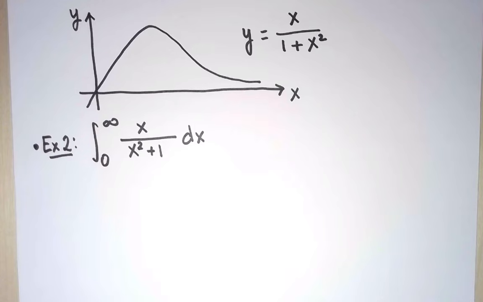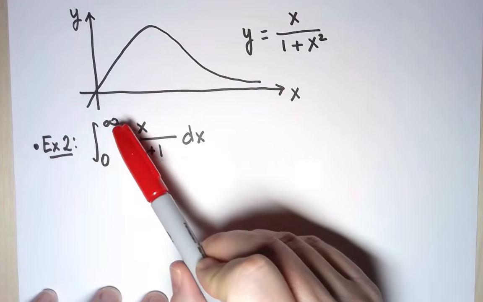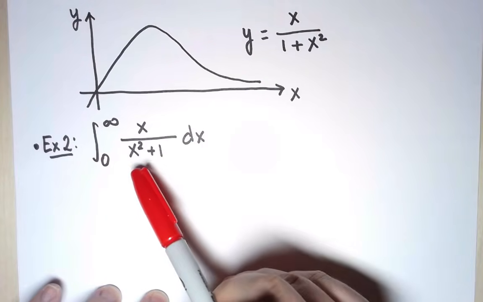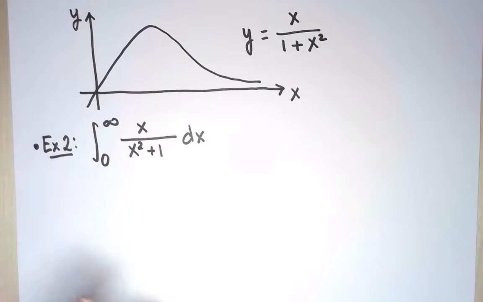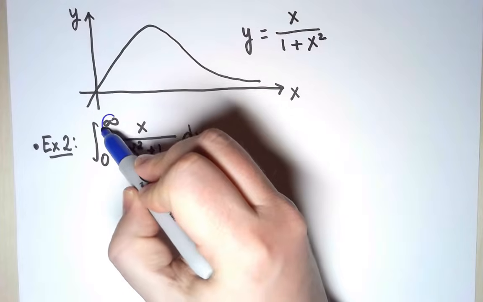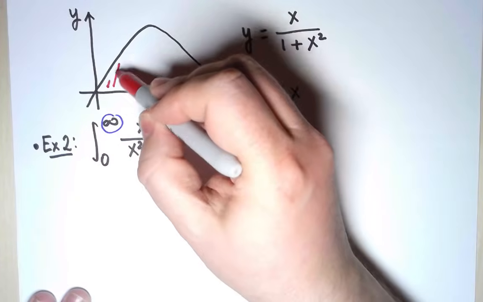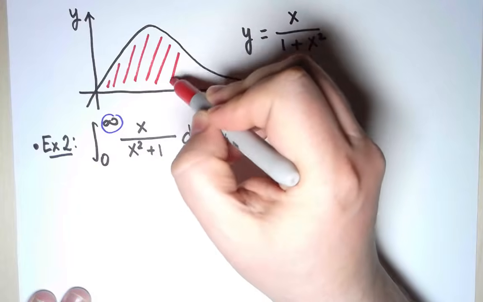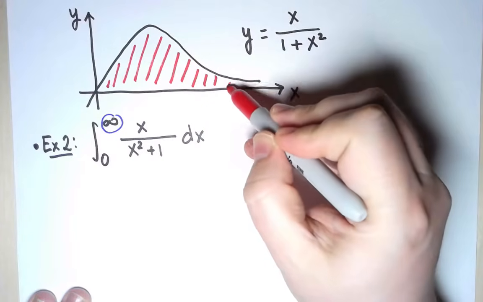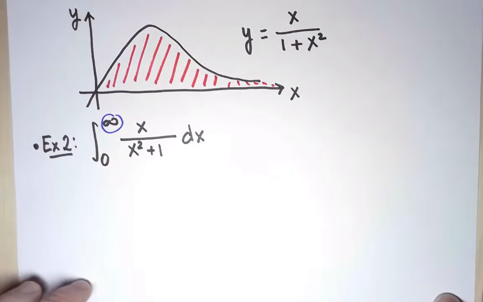In this second example, I want to calculate the integral from 0 to infinity of the function x over x squared plus 1 with respect to x. This is an improper integral because infinity is one of the extremes of integration. It's not a number. Geometrically, this integral represents this area between the x-axis and the curve from 0, and it keeps going all the way to infinity.